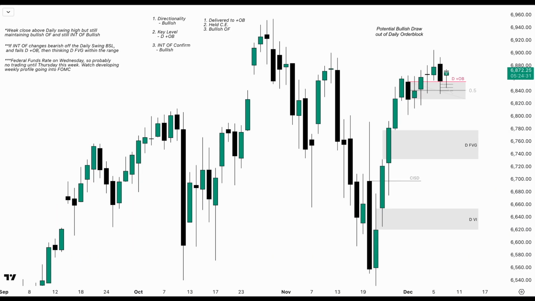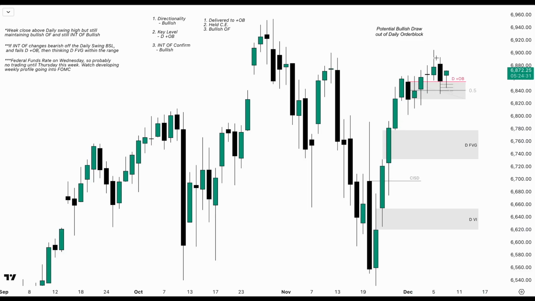Right here on the daily chart, this is going over my thought process pre-market, kind of framing out what I was expecting price to do today for the New York session and for the day. And let's take a look at what we were thinking in terms of our daily bias.